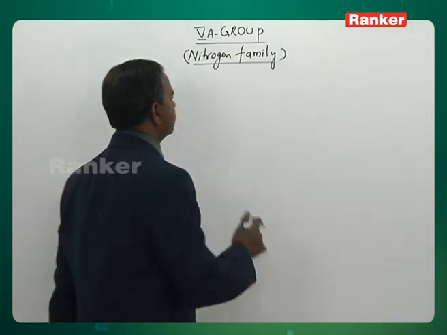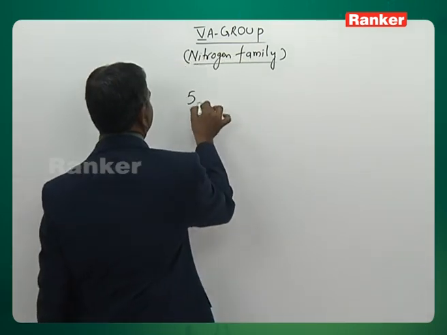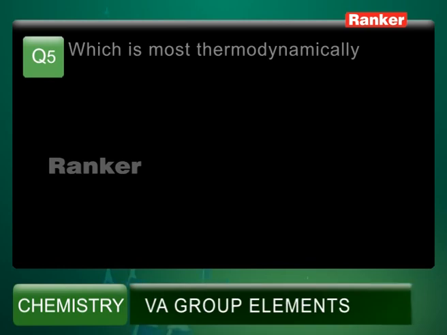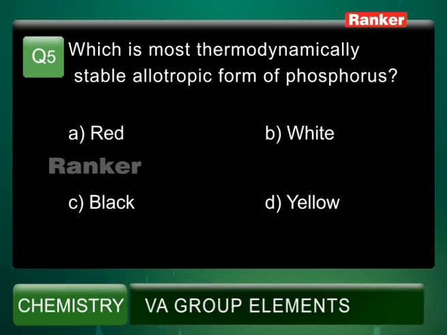Question number 5: which is the most thermodynamically stable allotropic form of phosphorus? Among the allotropic forms of phosphorus, different types are there: red, white, black, etc. Which is thermodynamically more stable? The options are red phosphorus, white phosphorus, black phosphorus and yellow phosphorus.